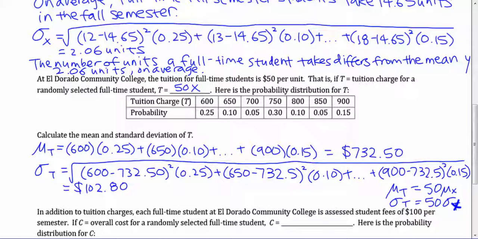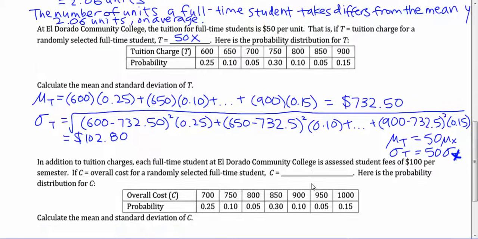Should have been an x there. I should be able to calculate those directly one from the other without having to do it. But let's say we have something slightly different. Let's say that in addition to tuition charges, you have to pay student fees of $100, and this is pretty cheap. So it's going to be $100 plus $50 for every credit that you're going to be taking.